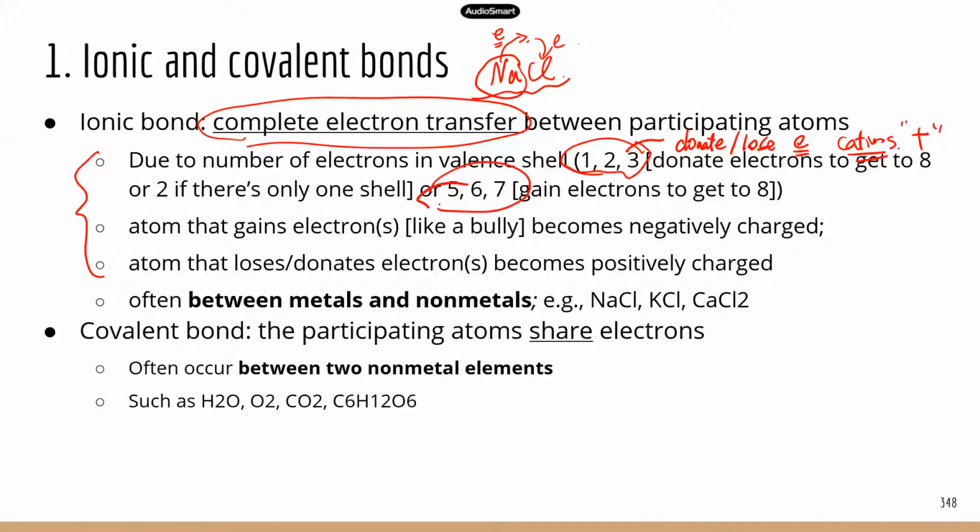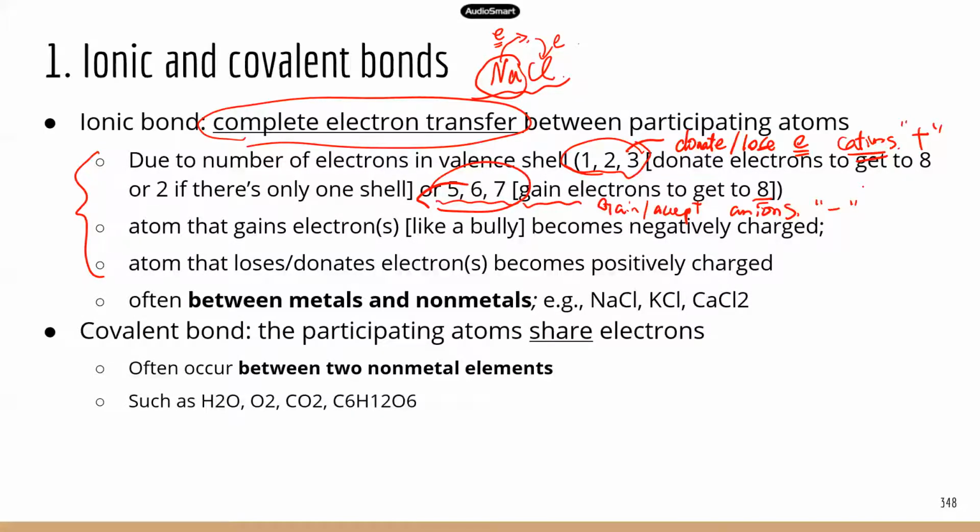And atoms with a higher number of electrons, 5, 6, or 7 in the valence shell, they tend to gain electrons, or accept electrons to get to 8, right? So they will become anions, which are negatively charged ions.